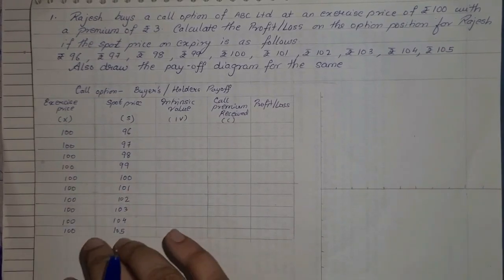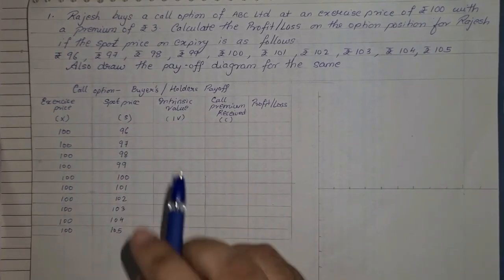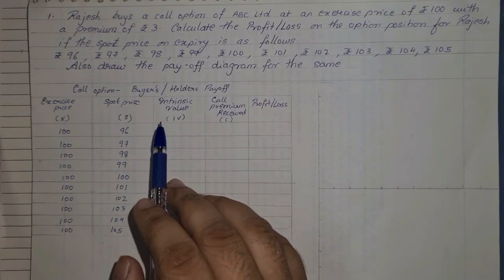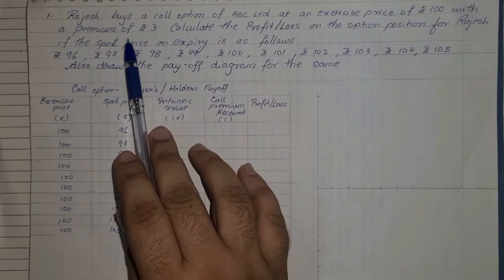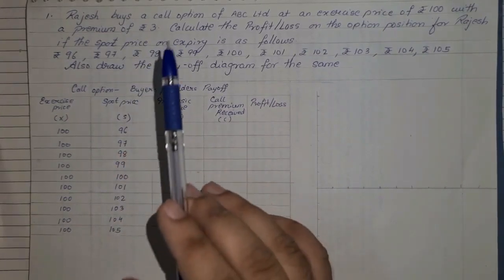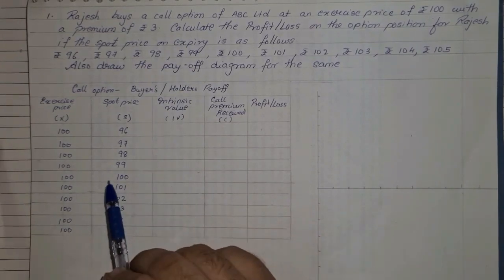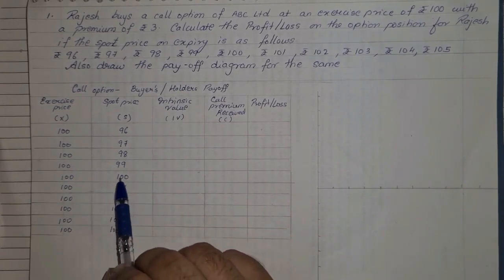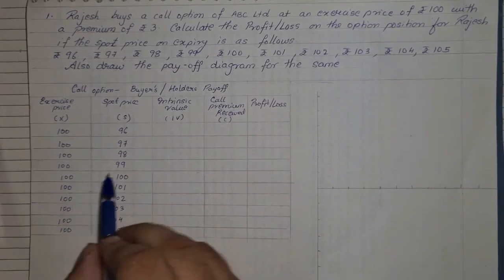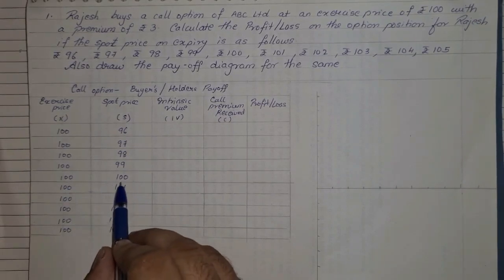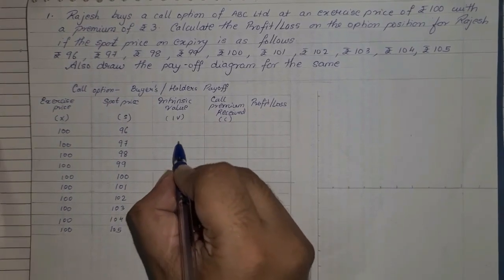Okay, so the first two columns we just noted down from the question, whatever data has been given to us. Now comes the most important part, the intrinsic value. Remember, when we are solving a sum based on call option and we have a buy call, always remember the intrinsic value, up to the spot price when it matches the exercise price, will always be zero.